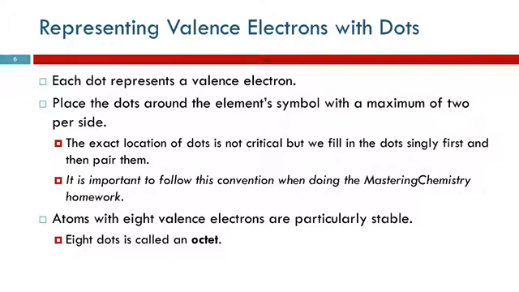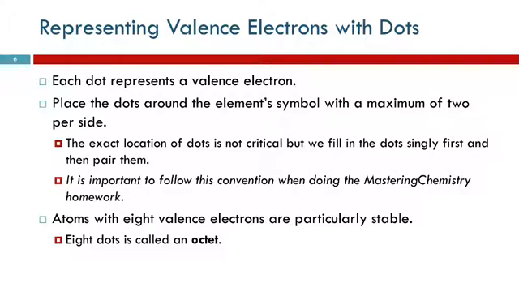And it's really important on Mastering Chemistry to do that, because Mastering Chemistry is very picky about particular things. If you have 8 valence electrons, then you're going to have 2 on the top, 2 on the right, 2 on the bottom, 2 on the left. It's very convenient that way. 8 dots is called an octet. Just like in choir, an octet is 8 people singing, an octet is 8 valence electrons.